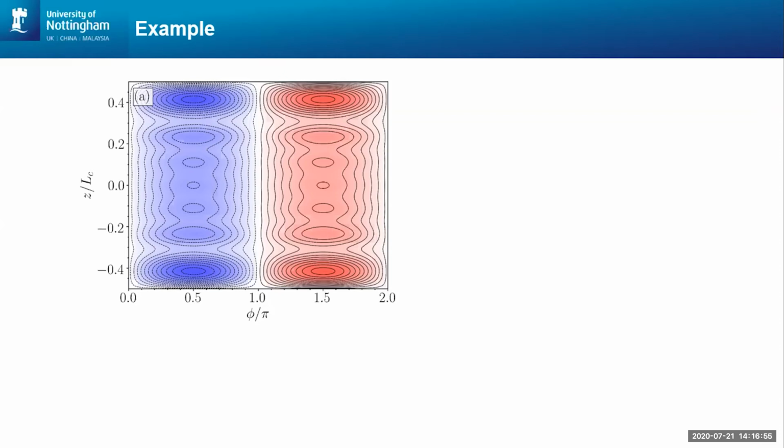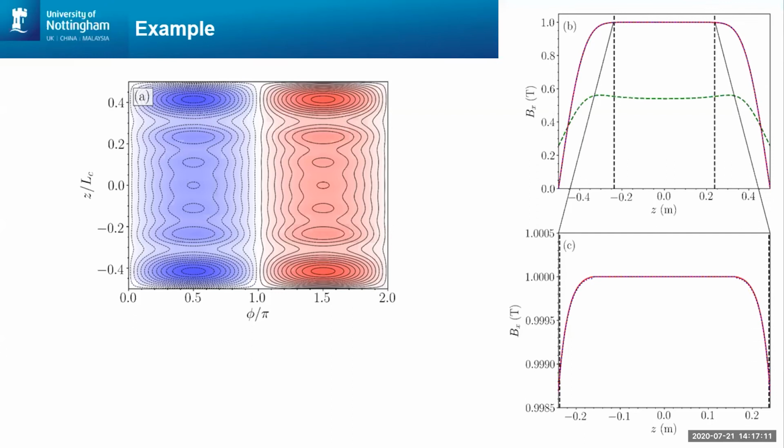What we've got is the dotted lines showing current flow going anti-clockwise, and then the solid lines showing clockwise current. So these coils generate fields which are approximately 1 part in 1,000 accurate over the entire optimization region.